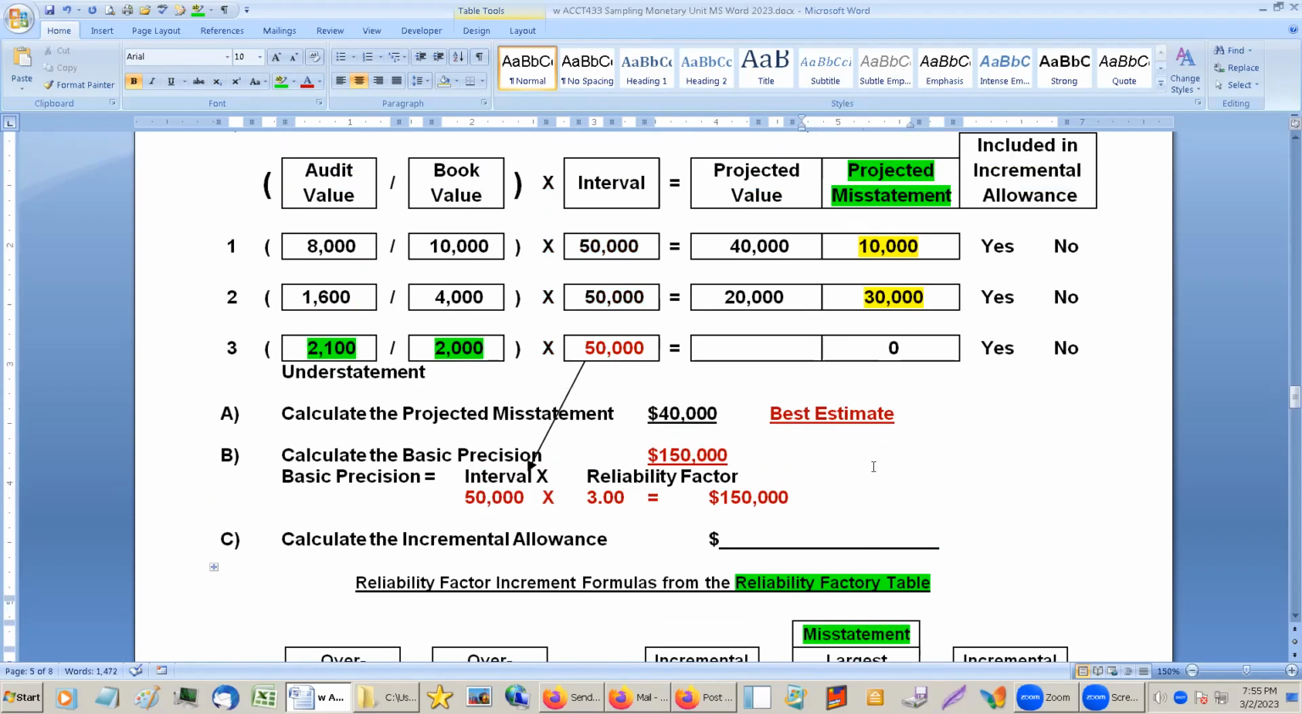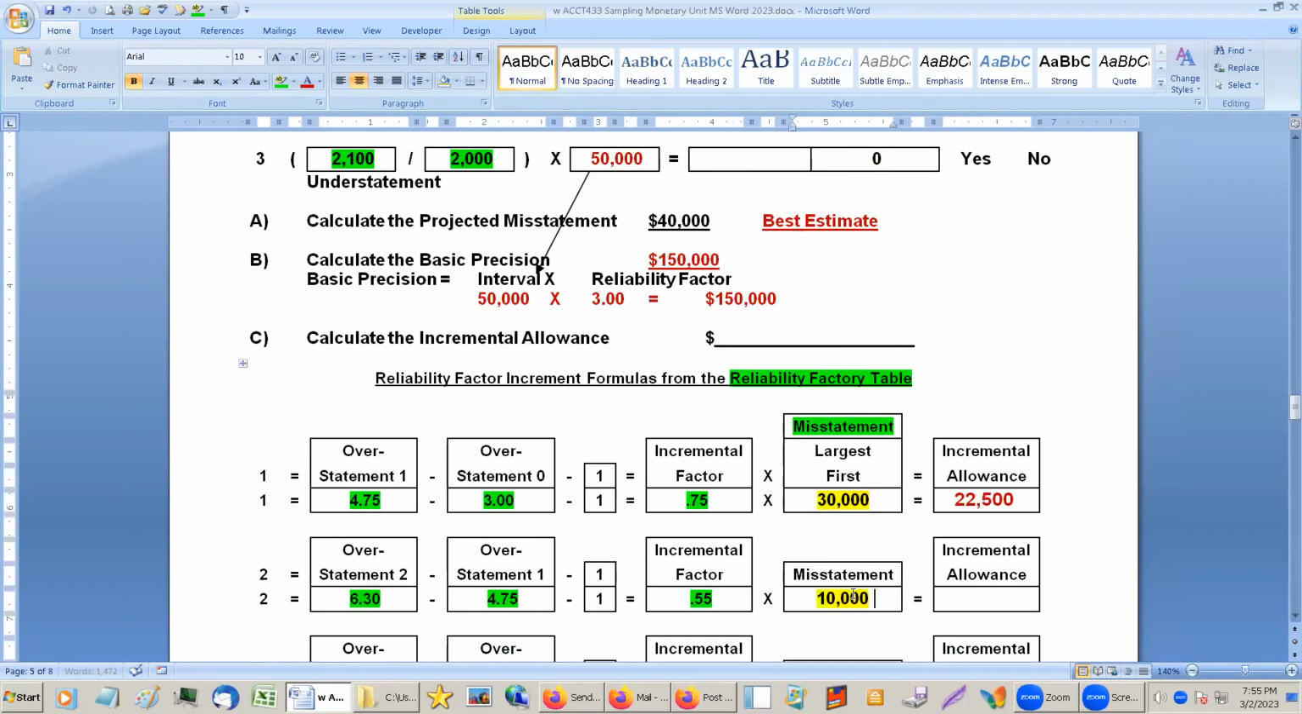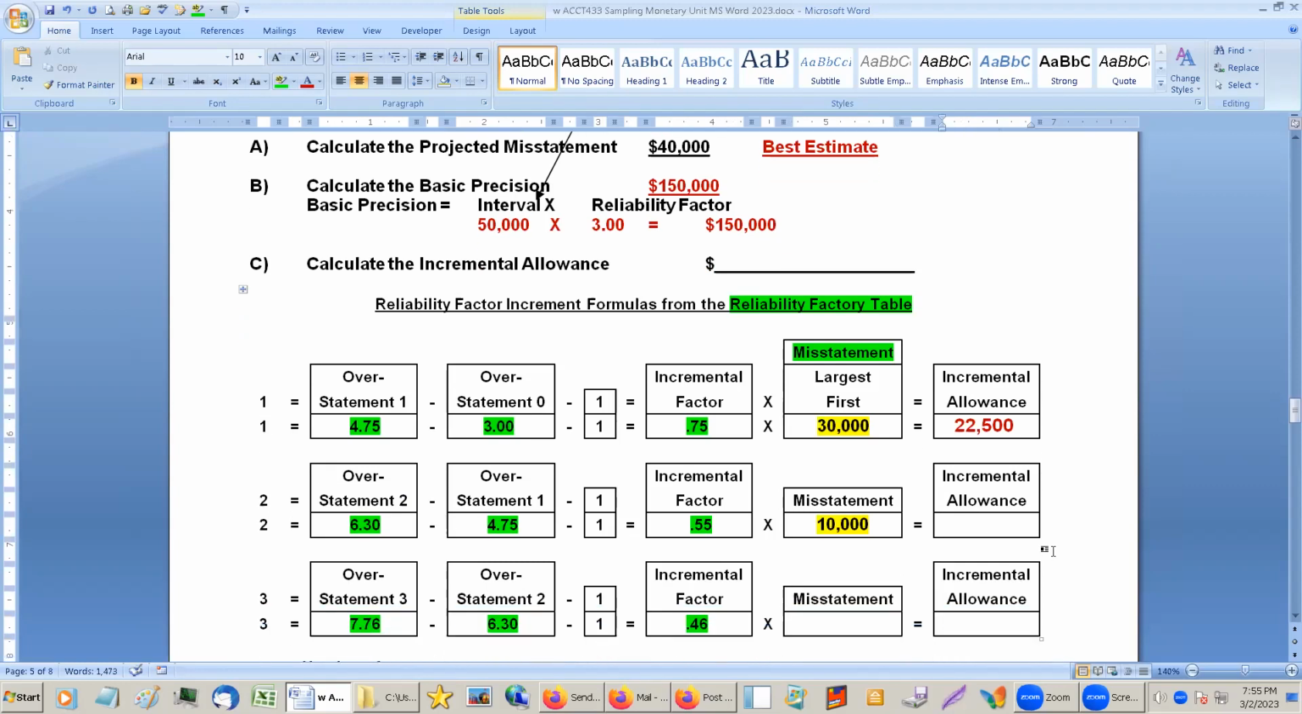Second largest, 10,000. Where am I at? Here we go. And that one is 5,500.